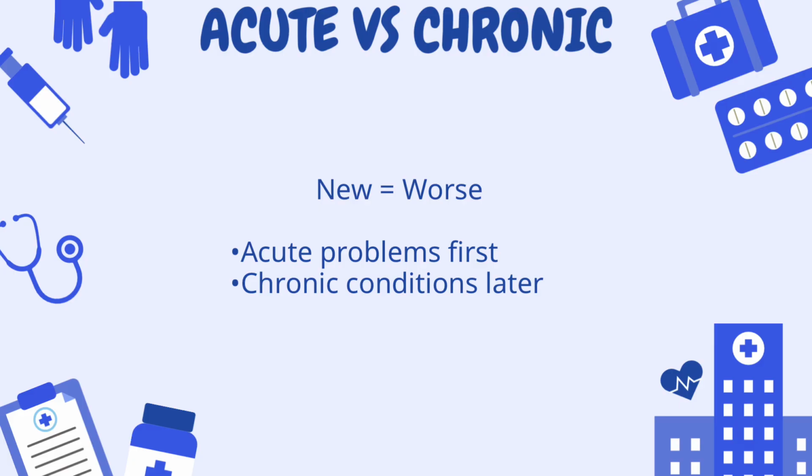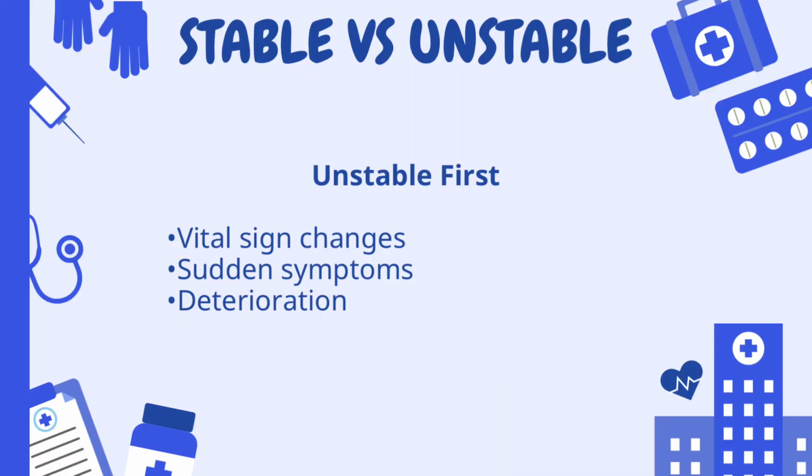Acute problems are usually more urgent than chronic conditions. A new symptom is often more dangerous than a long-standing stable issue. What the NCLEX is testing you on is how quickly you can recognize deterioration, and if you can prioritize this issue and delegate others. Always ask yourself, who is unstable? Be on the lookout for vital sign changes, sudden symptoms, or signs that the patient is deteriorating. Unstable patients take priority over stable ones almost every time.